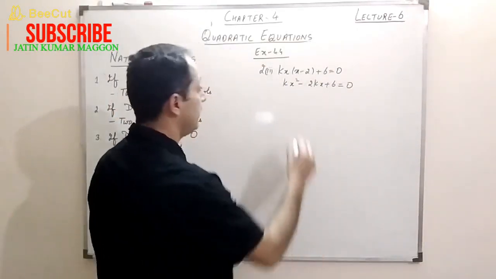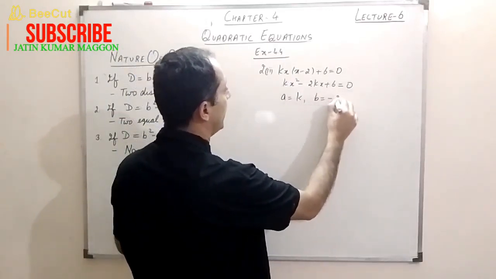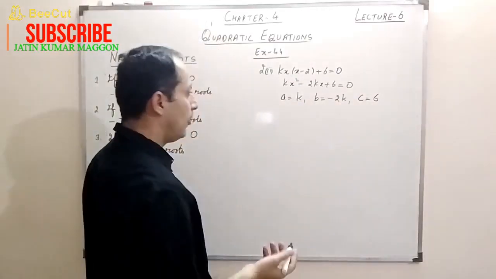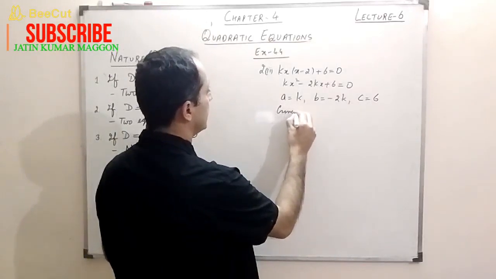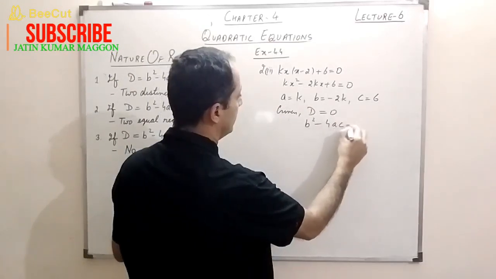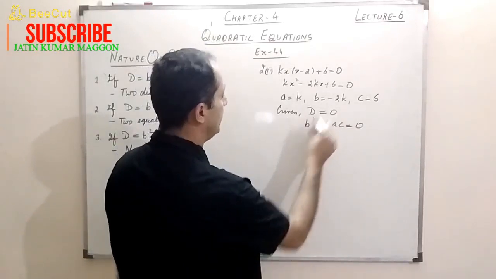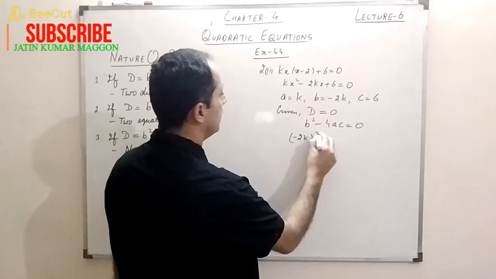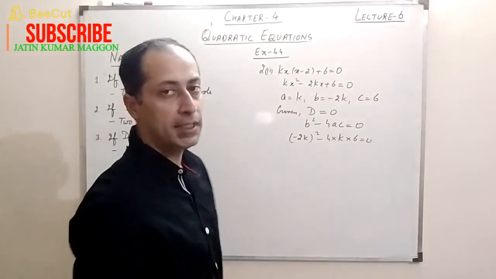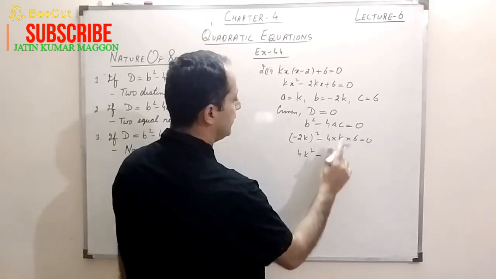Right? Now what we have to do? We write the values: a will be k, b will be equal to minus 2k, and c will be equal to 6. Right? Now obviously what is given? It's given that D is equal to 0. Therefore b square minus 4ac is 0. So we substitute the values now. We put the value of b as minus 2k. So we write minus 2k whole square minus 4 into k into 6 equals 0. Now, making the square of this, the first one, we get 4k square minus 24k.